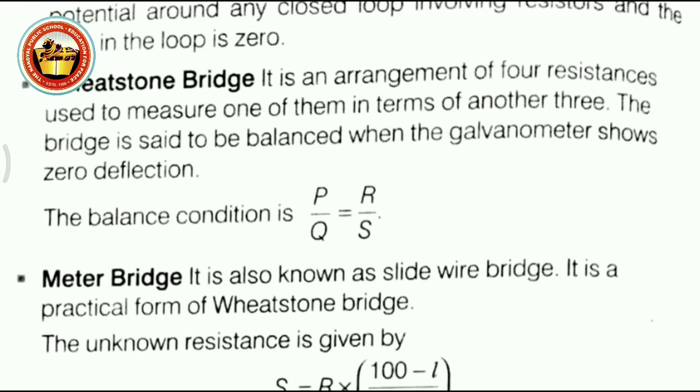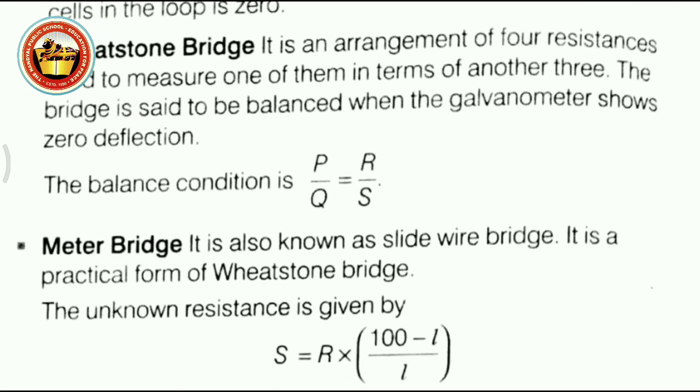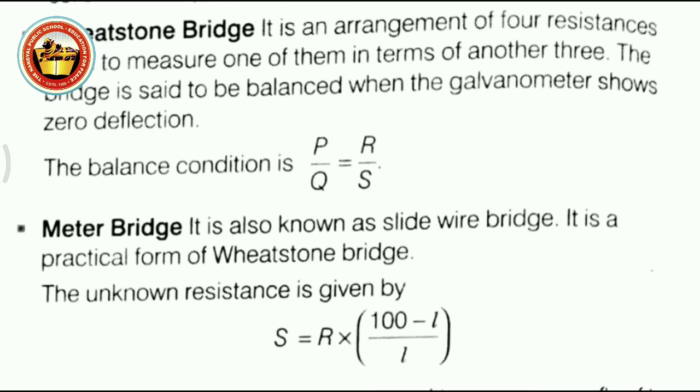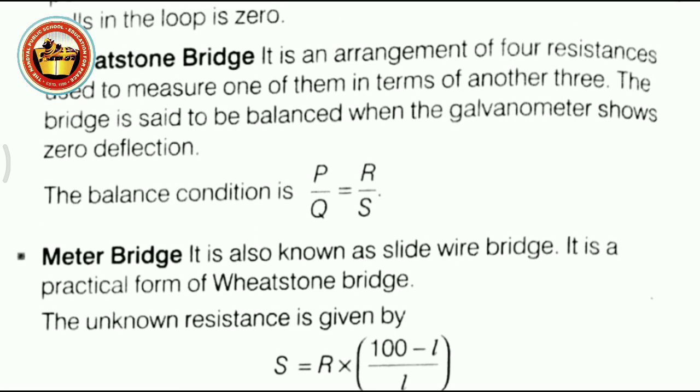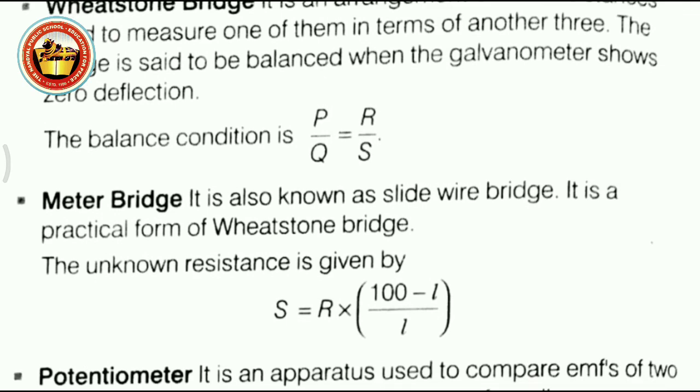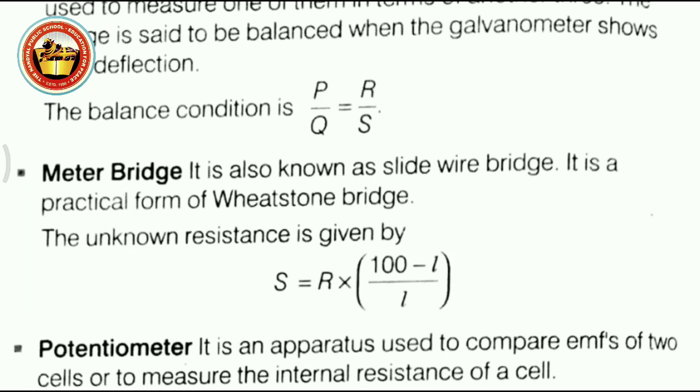Wheatstone bridge. It is an arrangement of 4 resistances used to measure one of them in terms of other 3. The bridge is said to be balanced when the galvanometer shows 0 deflection. The balance condition is P by Q is equal to R by S. In NCERT books they given R1 by R2 is equal to R3 by R4.